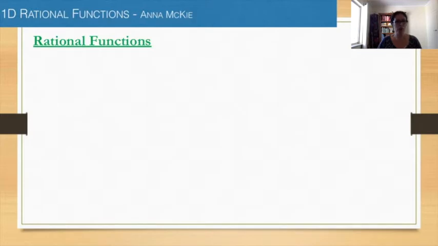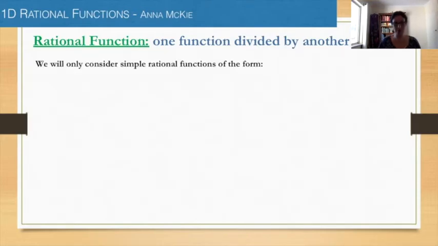So thinking about what other types of functions that you know. Linear, quadratic, think about the features of those functions. Visually, what do they look like? So today we're looking at rational functions. Now, algebraically, it's one function divided by another. So there's always a division as a part of it. We will only consider simple rational functions of the form y equals a divided by x subtract b.